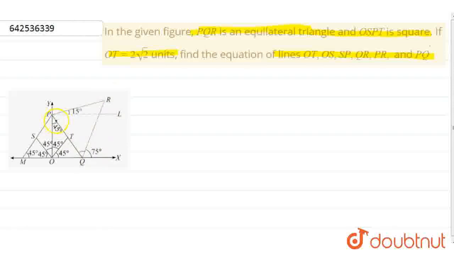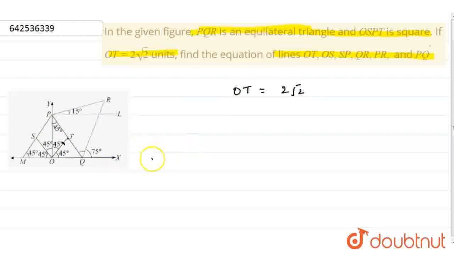PQR is an equilateral triangle. Okay, and OSPT is a square, and we have this side, this is OT, is equal to 2 root 2 units.